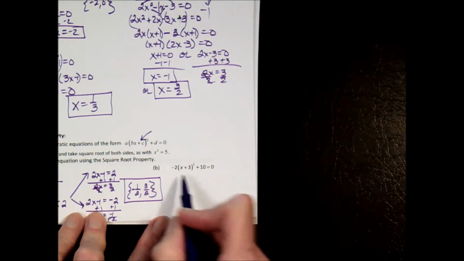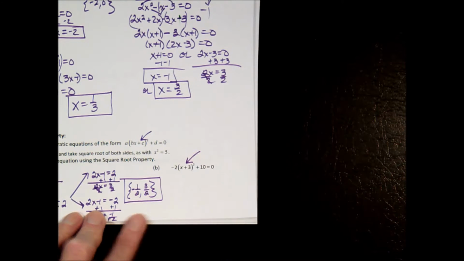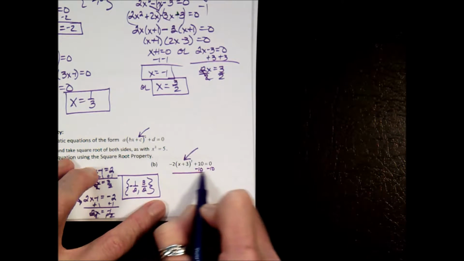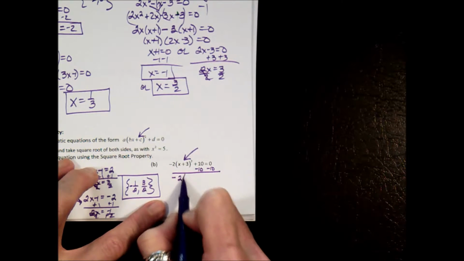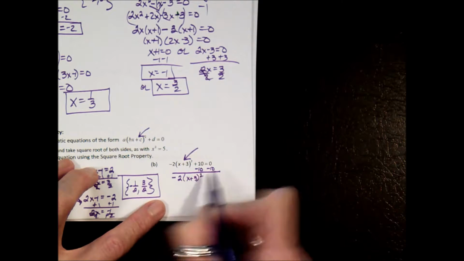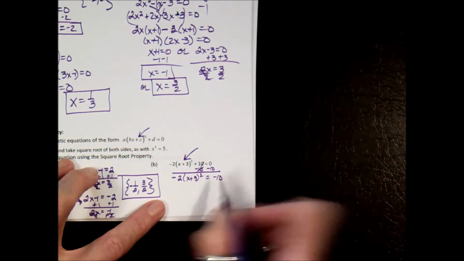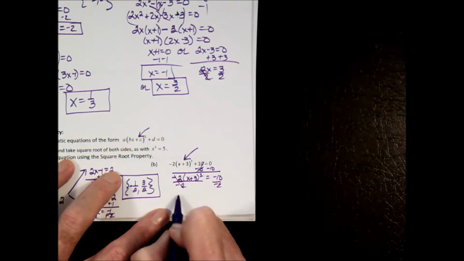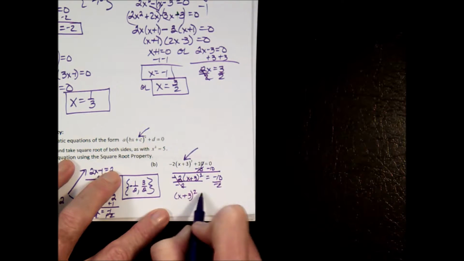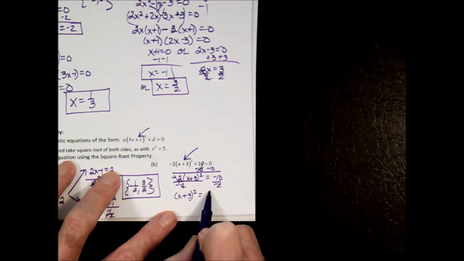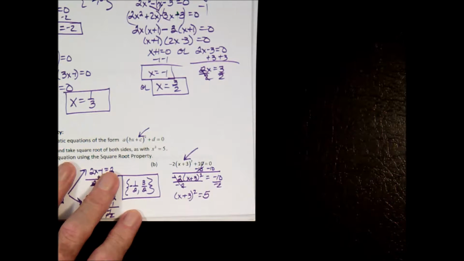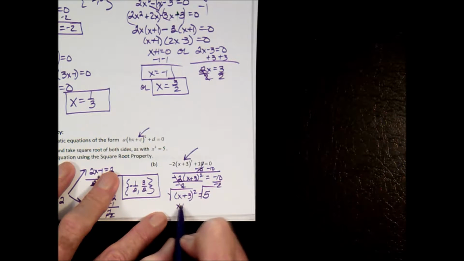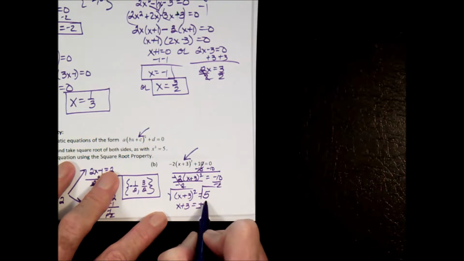All right, for this one, in order to isolate the term that has been squared, I first have to subtract a 10, giving me negative 2 times the term that was squared equals negative 10. And now I divide both sides by negative 2. And I have x plus 3 squared equals a negative divided by a negative is a positive 5. Take the square root of both sides, and I get x plus 3 equals plus or minus radical 5.